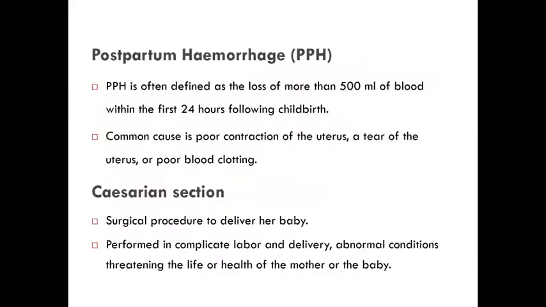Gynecological indications where it is prescribed are postpartum hemorrhage and cesarean section. PPH is often defined as loss of more than 500 ml of blood within the first 24 hours of childbirth. The common cause of PPH is poor contraction of the uterus, a tear of the uterus, or poor blood clotting. Caesarean section is a surgical procedure where the baby is delivered by performing a surgery, and it is a big surgery, therefore there is a lot of loss of blood.